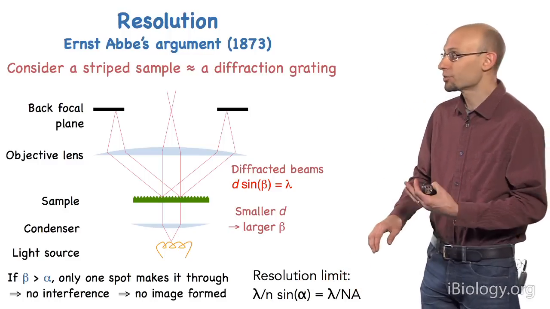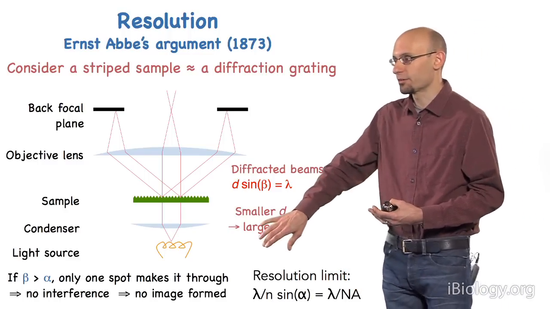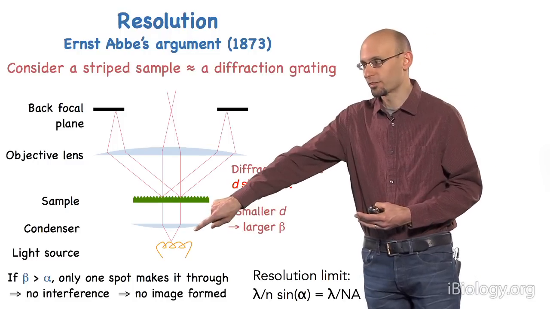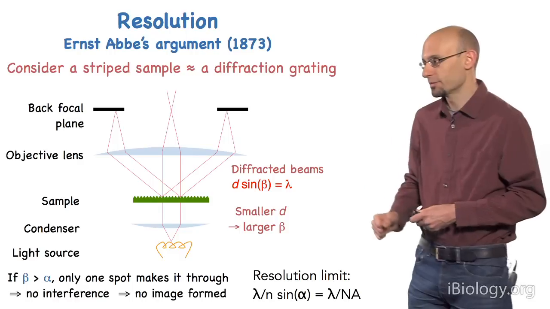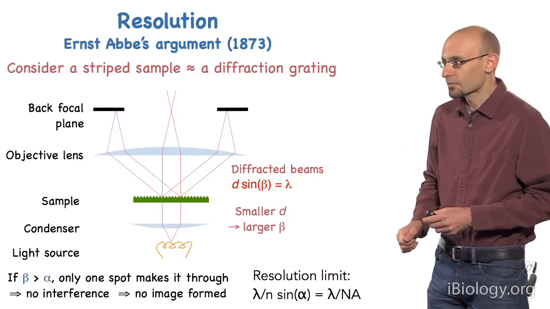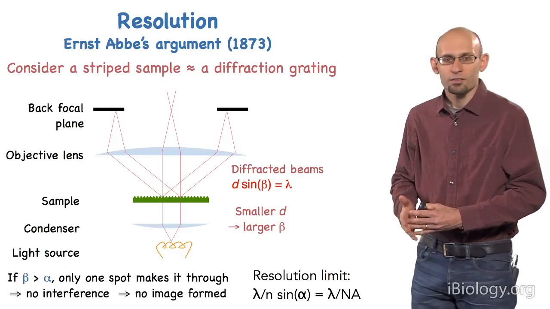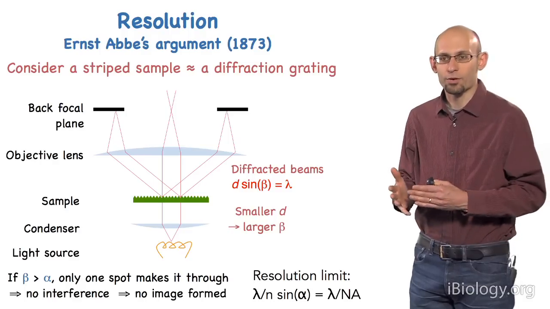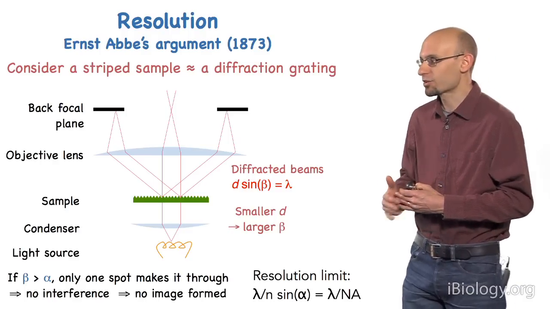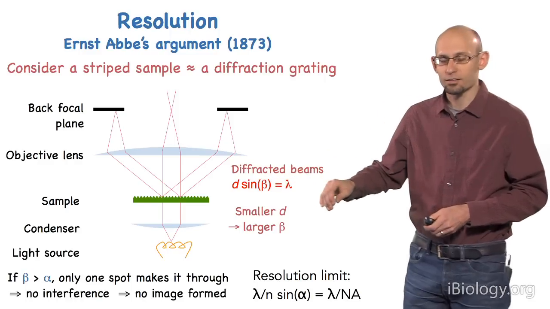Often you'll see lambda over 2NA, and that's because you can get a factor of 2 improvement here if you don't illuminate with light that's on axis here, but you allow the full range of angles to illuminate the sample as well. And so this is the argument that Abbe used to work out what the resolution limit of the objective lens is and show that it's governed by the largest angle it can collect.